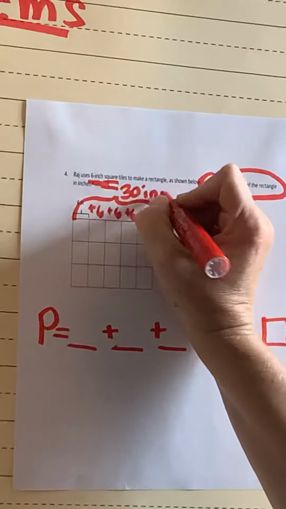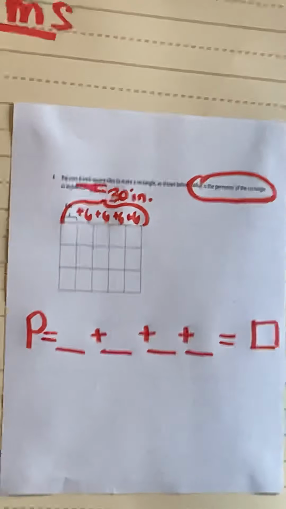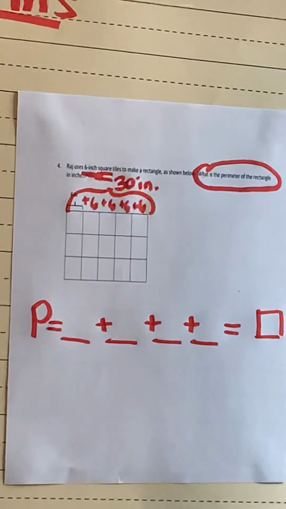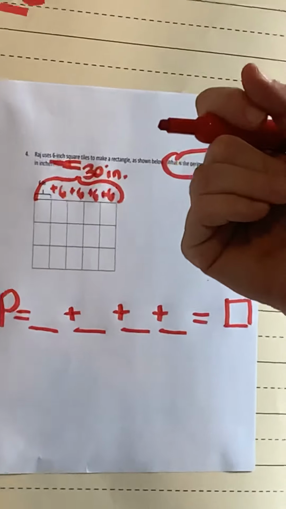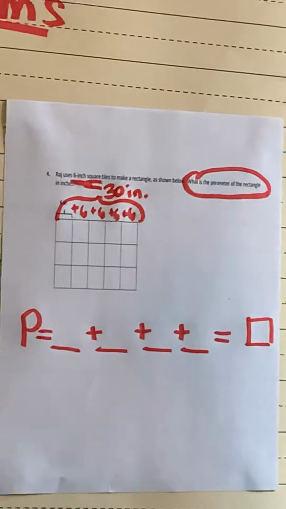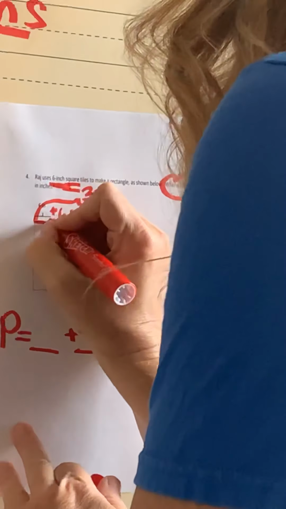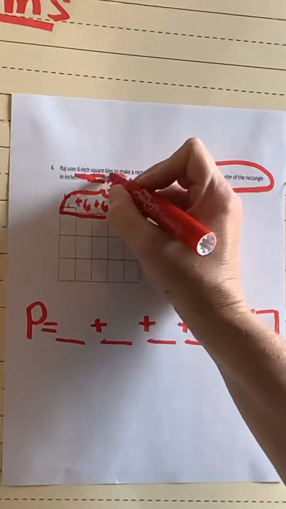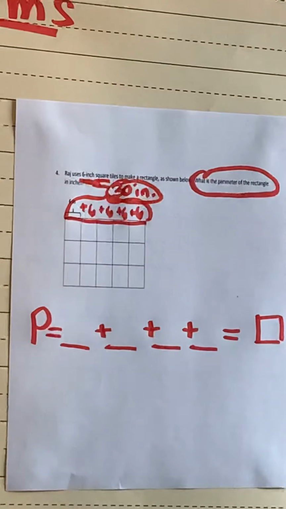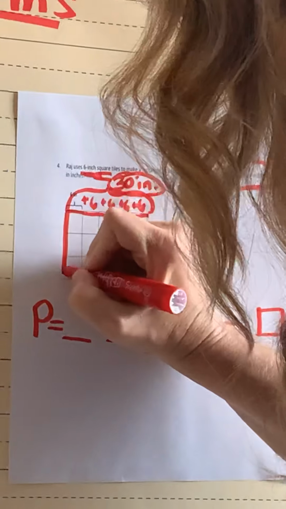is 30 inches. Great. And they told us they are squares. So what does that tell us about every tile? Every single tile is going to be 6 inches on its side. So we did this side. Perfect. And we got 30 inches. We'll go ahead and circle that. That's super important. Okay. So now let's figure out what is on this side.